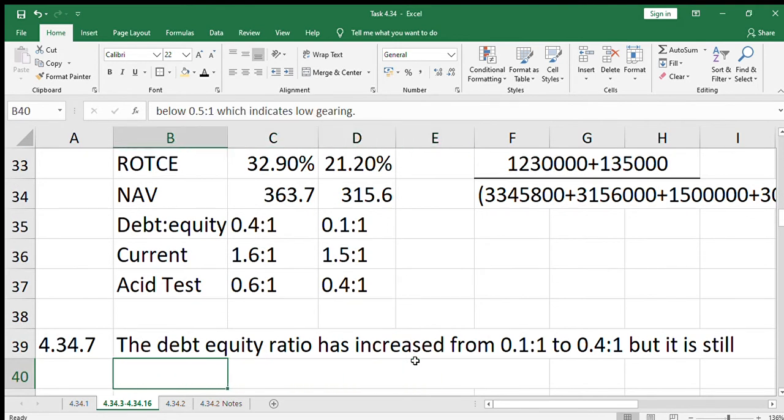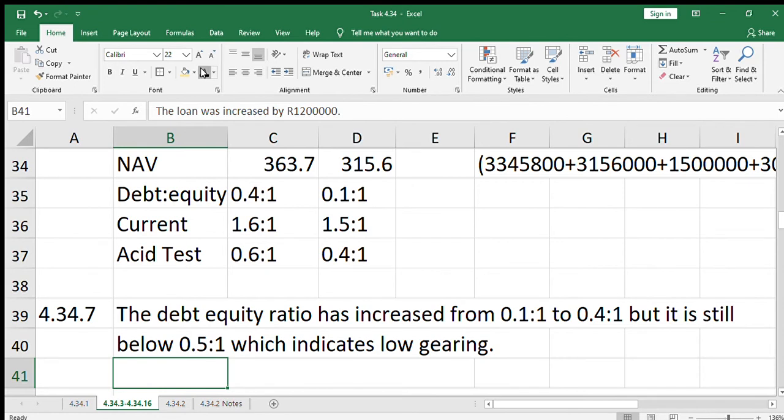Below 0.5 to 1 indicates low risk. Remember the loan was increased by 1.2 million rand.